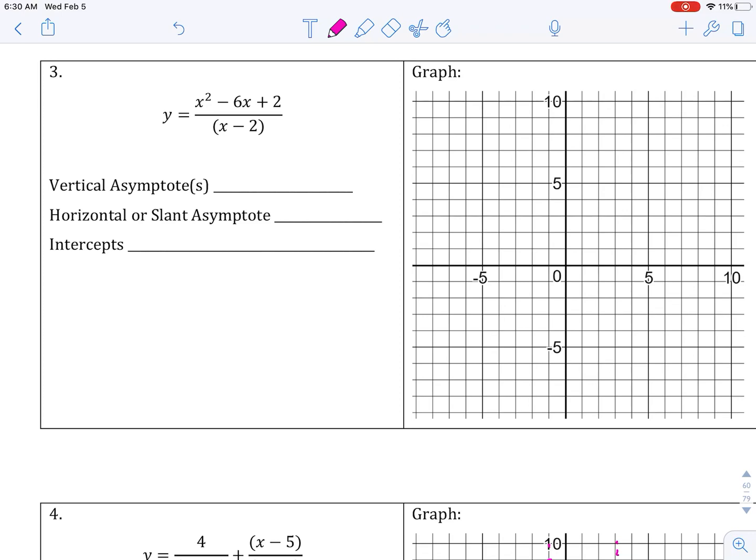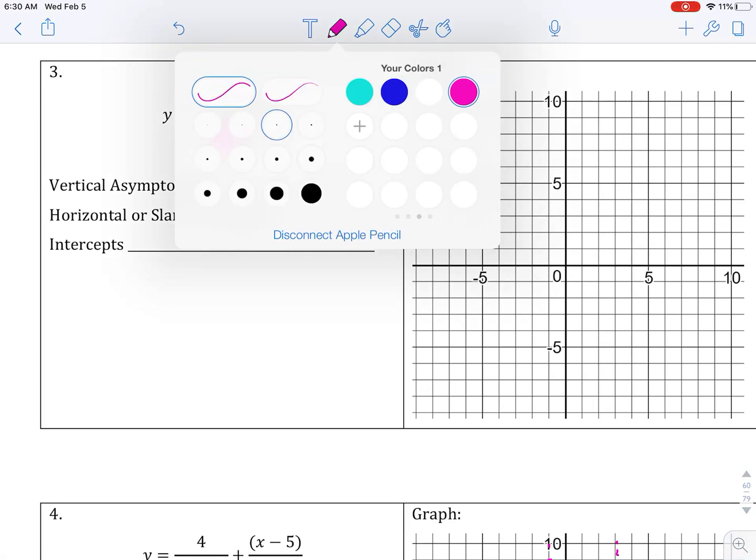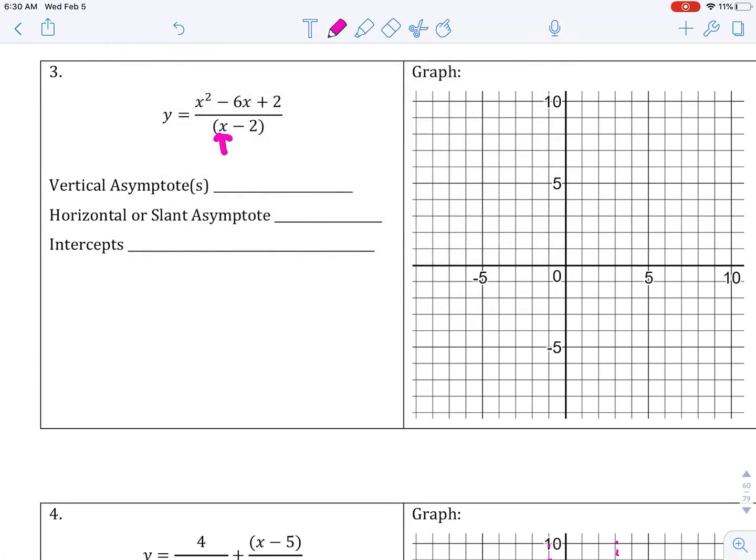I'm going to start with the vertical asymptote, which is going to be right here at the 0 of the denominator, which is going to be x is equal to 2. I'm going to go ahead and graph that real quick. And I'll do the horizontal or slant asymptote right now.